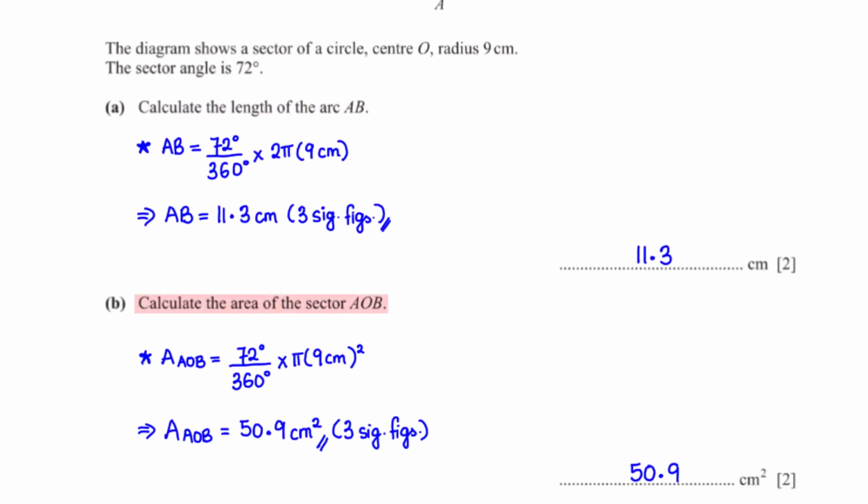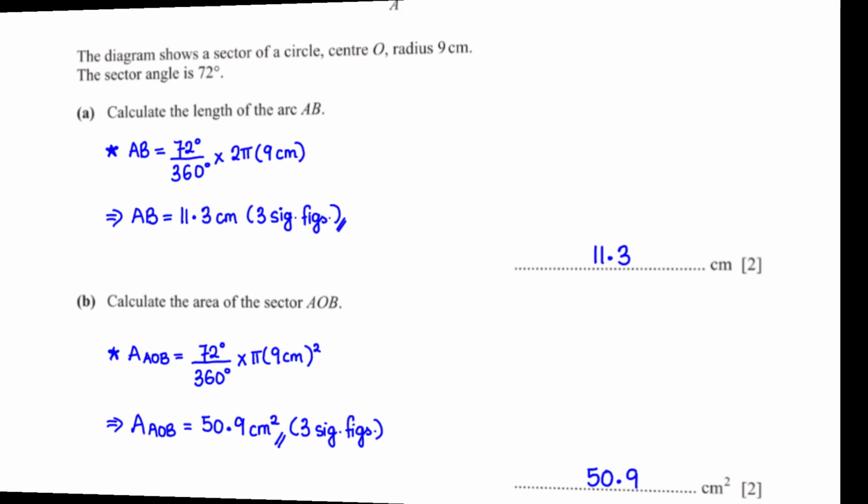Calculate the area of the sector AOB. The formula for the area of a sector is theta over 360 degrees times pi r squared. In this case, theta is 72 degrees and r is 9 centimeters. When we type this into the calculator, we get 50.9 centimeters squared rounded to 3 significant figures.